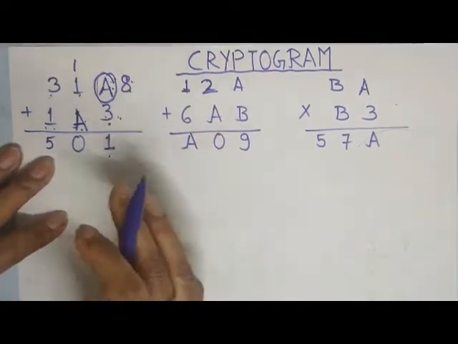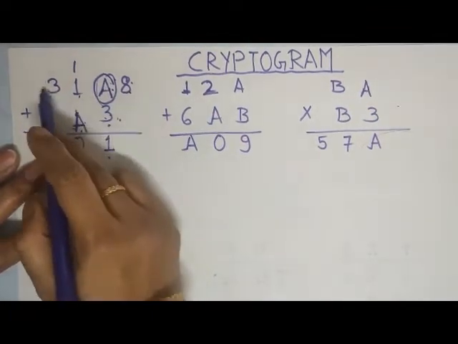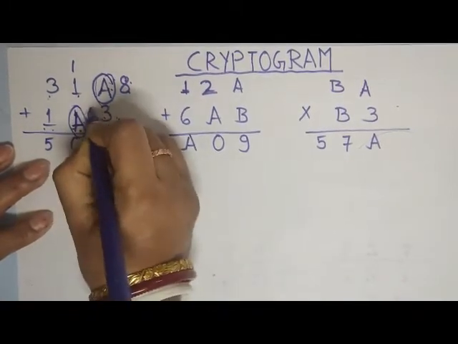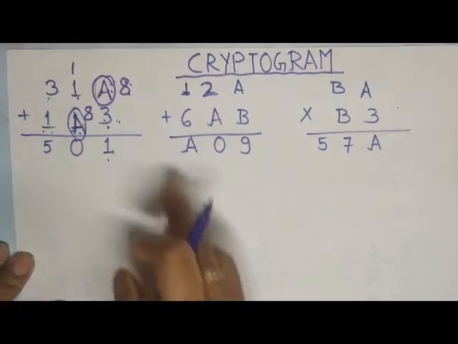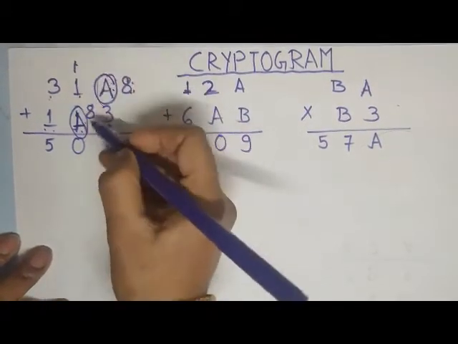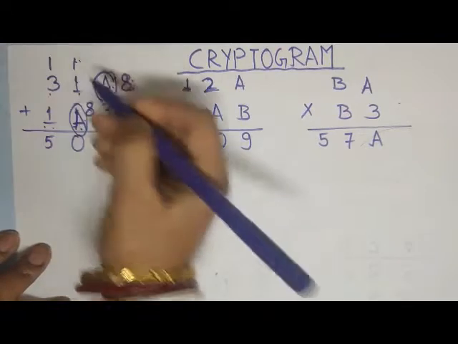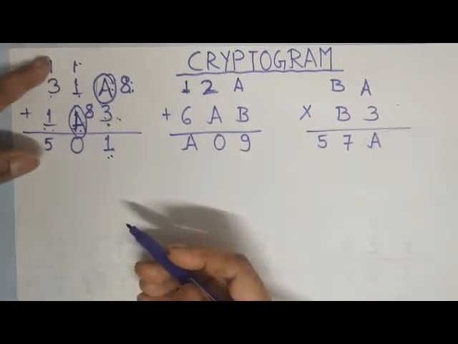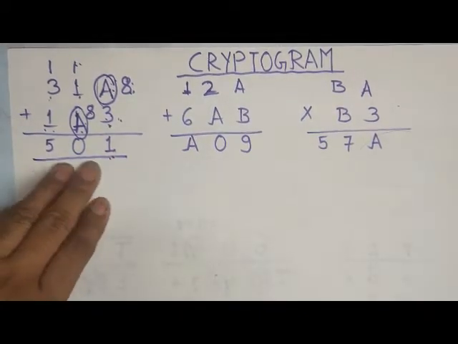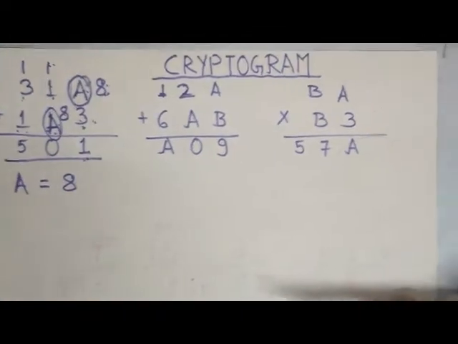One rule we have to keep in mind: if we have used A everywhere, the value of A should be the same in the same question. So this A also will be 8. Now 8 plus 3 is 11. This 1 is the carry. So 8 plus 1 is 9, plus 1 is 10. And another carry: 3 plus 1 is 4, plus 1 is 5. And here the process of addition ends. And here we get the value of A as 8.